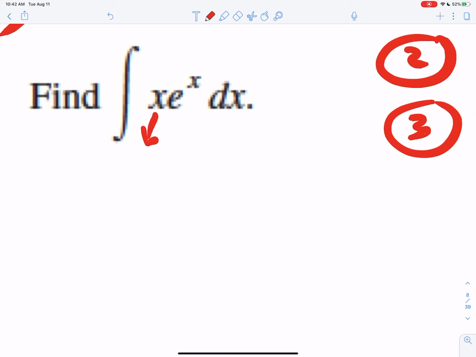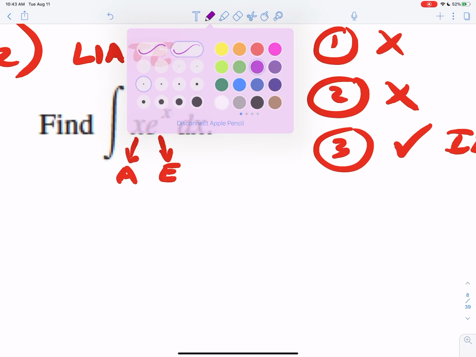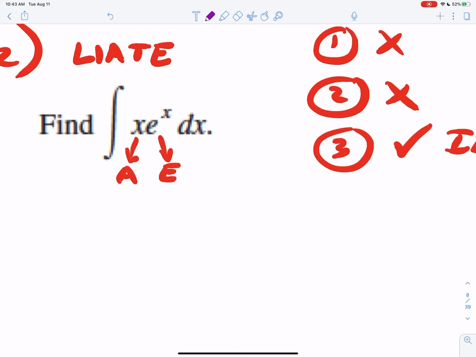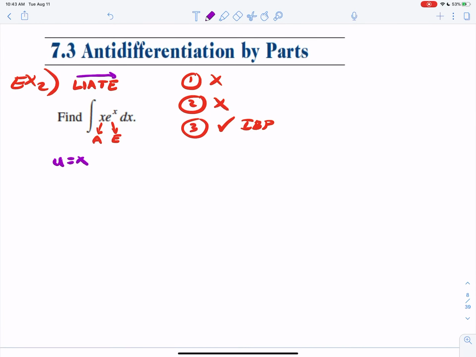x right here, out of LIATE, x is something algebraic. e to the x is something exponential. Okay, so I'll write it here again so I don't have to scroll back. Out of A and E, which one appears first in the phrase LIATE? A appears first if we're going from left to right here. So u should definitely be x. So it takes out all the guessing for you guys, which makes your problem solving a lot faster. That means dv will be the rest, e to the x dx. Don't forget the dx, okay?